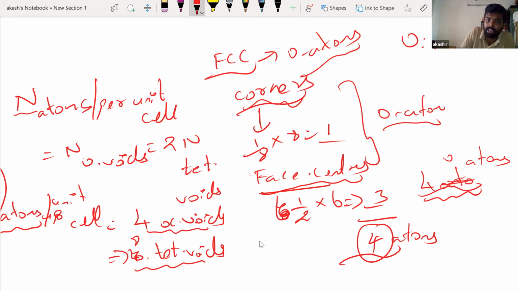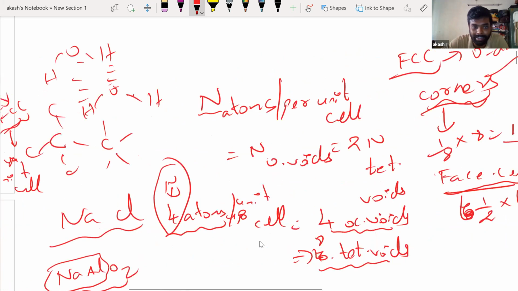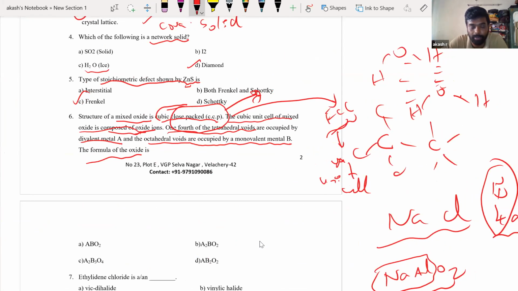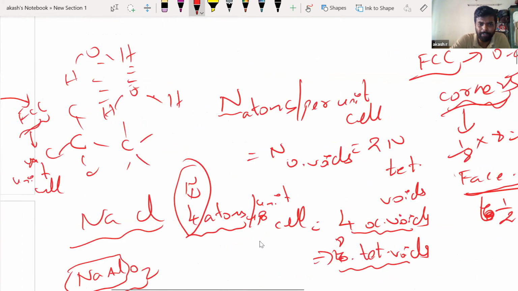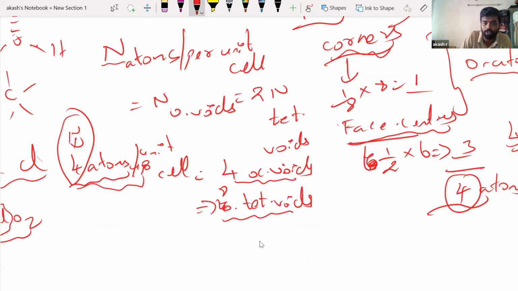So, let me write the ratio. O is to A is to B. O I have found out to be 4. I have to find A and B now. Now, any questions anybody has? Everybody's okay. What am I doing here? All you have to understand is when they say it is composed of oxide ions, obviously all the lattice points are oxygen atoms. Now I have found it is FCC, and the number of atoms in the unit cell is 4. So obviously I will have 4 octahedral voids and 8 tetrahedral voids.